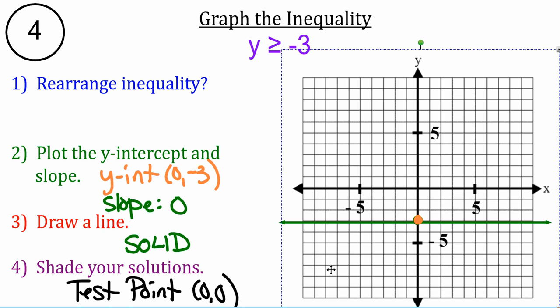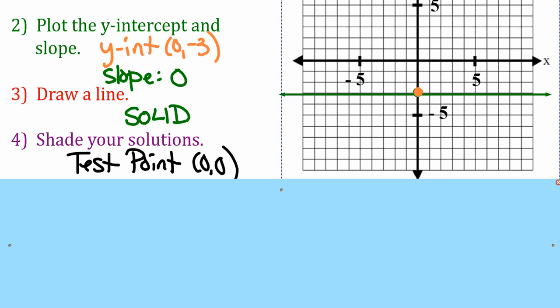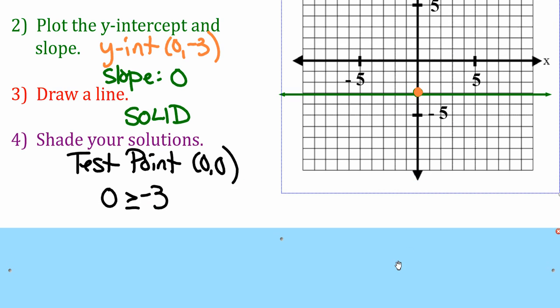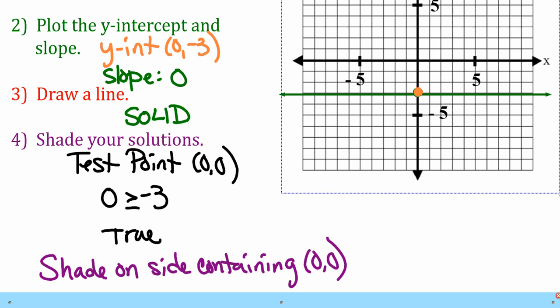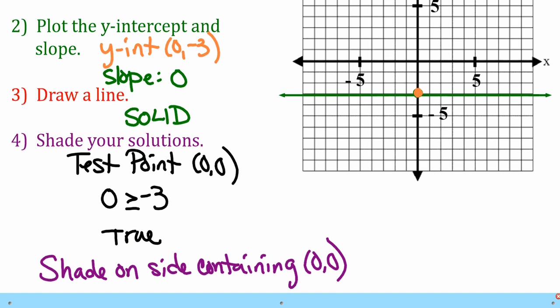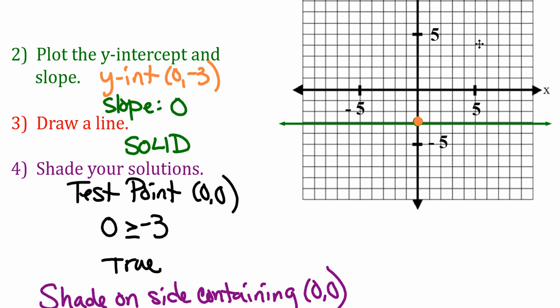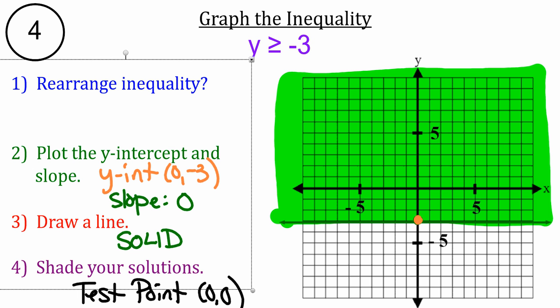And let's put it into our inequality and see what happens. So we're going to put y as a 0. Is 0 greater than or equal to negative 3? Yes, it is. So since that's true, we're going to shade on the side that contains 0, 0. So everything on our boundary line and above could be a potential solution to our inequality.